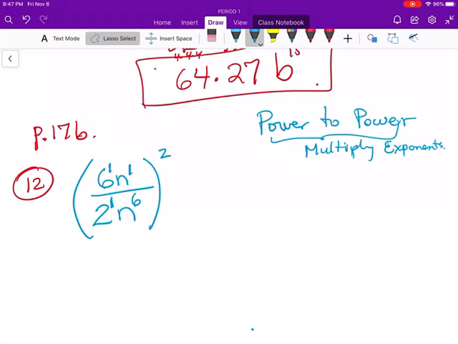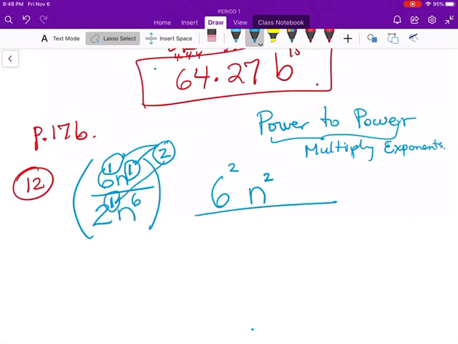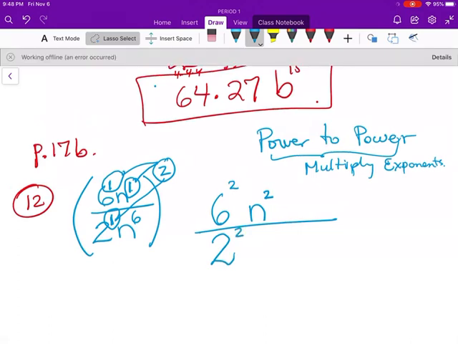So now what I'm going to do, the outside times the inside. So that's 6 to the power of 2. Now, n, 2 times 1, 2. On the bottom, 2 times 1, 2. So 2 to the power of 2. And finally, n, 2 times 6 is 12.